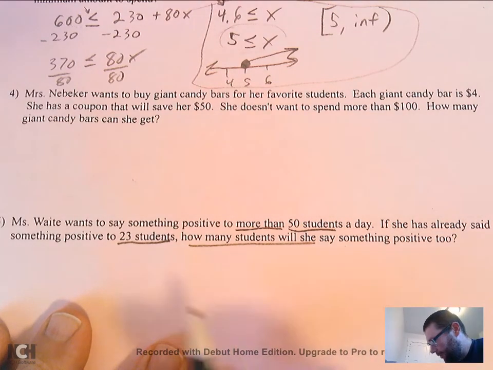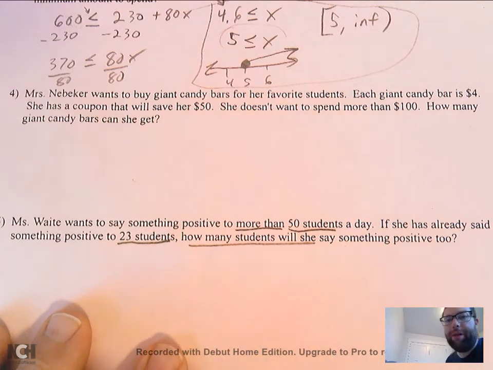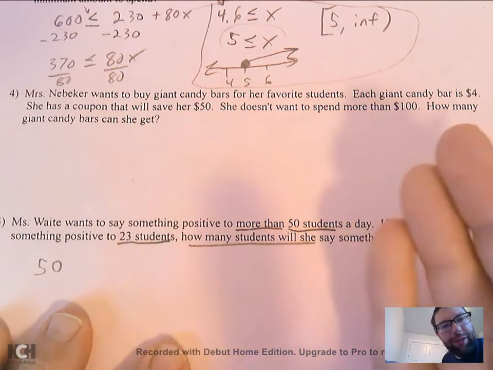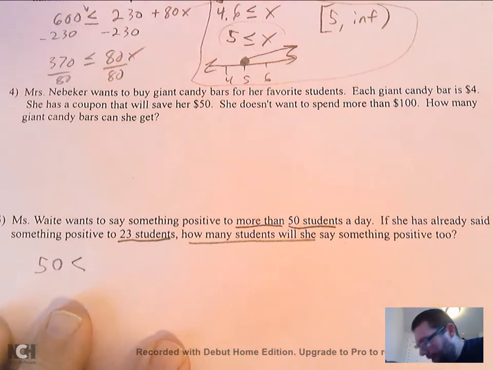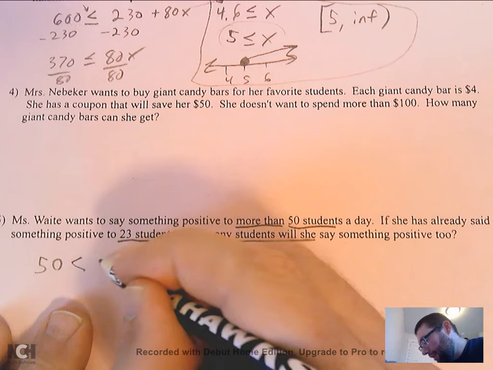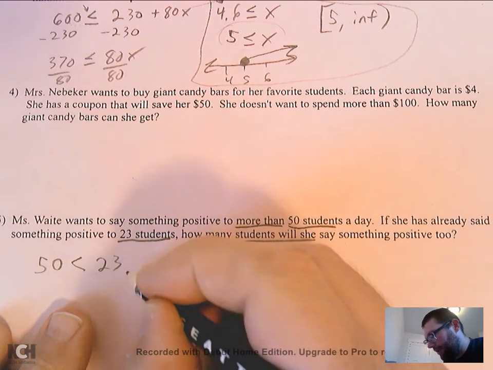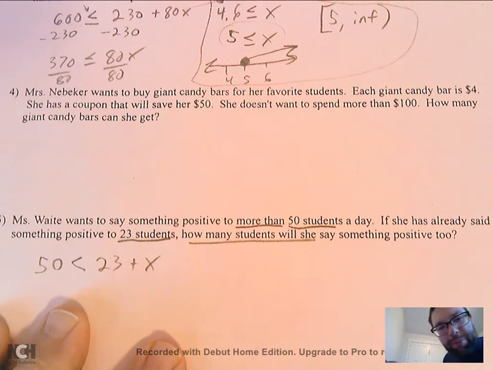Well, let's think about it. So she wants to say something positive to more than 50 students. So that means the 50 has to be less than the number of students she actually says something positive to, right? So the alligator is going to eat the other side. She has already said something positive to 23. So I need to figure out how many students she still needs to say something positive to, right? So that is going to be my X. There's nothing multiplying it. It's just something she needs to do. This is a one-step equation.